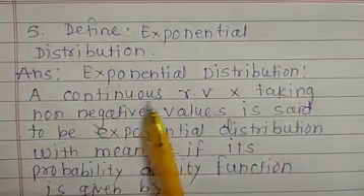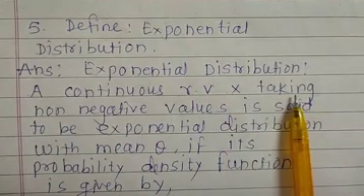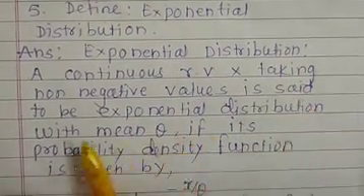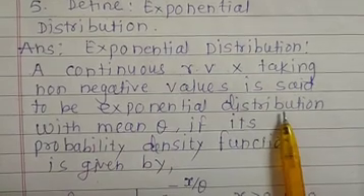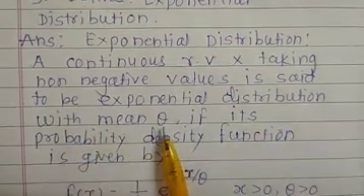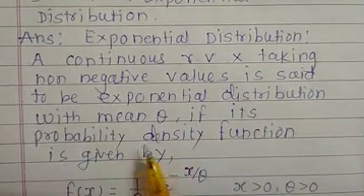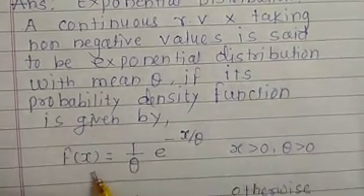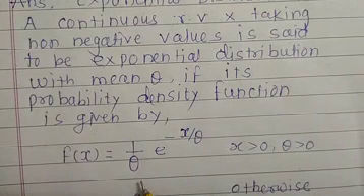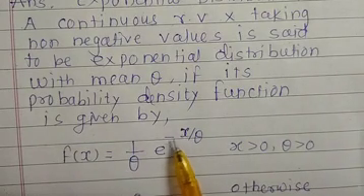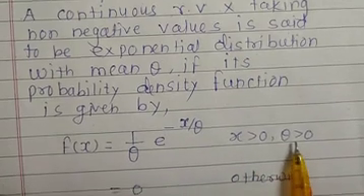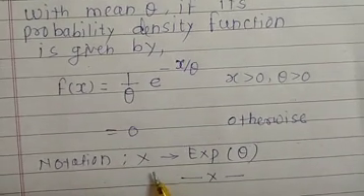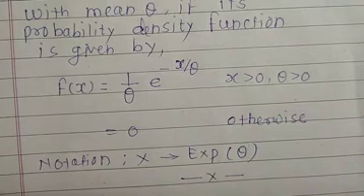Next question, define exponential distribution. Exponential distribution: a continuous random variable X taking non-negative values is said to follow exponential distribution with mean theta if its probability density function is given by f(x) is equal to 1 upon theta e raised to minus x by theta, where x is positive, theta is positive, and is equal to 0 otherwise. Notation: X tends to exponential with mean theta.